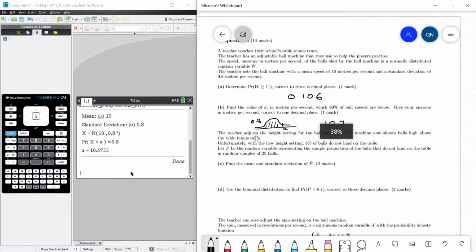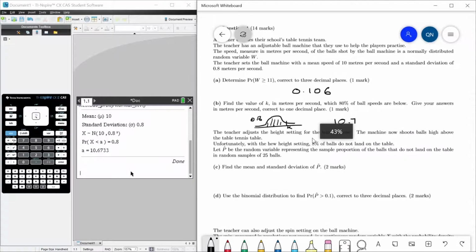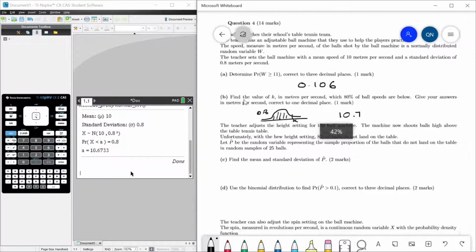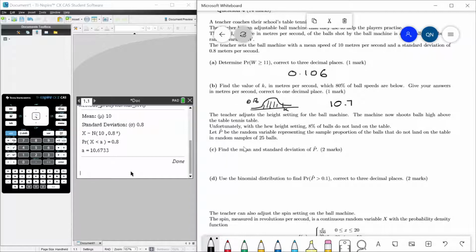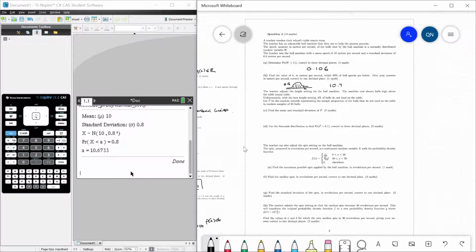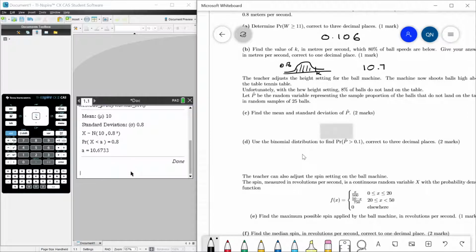Teachers adjust the height setting for the ball machine. Machine now shoots the ball high above the table tennis. Unfortunately, with the new height setting, 8% of the balls do not land on the table. P hat is the random variable, the sample proportion of the balls that do not land on the table in random samples of 25 balls. So what's the probability that it doesn't land on the table?